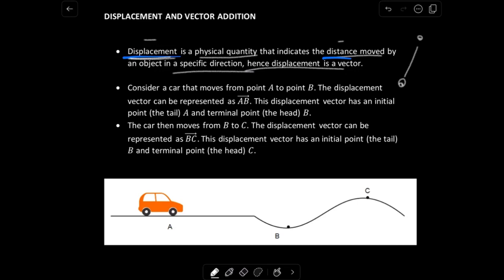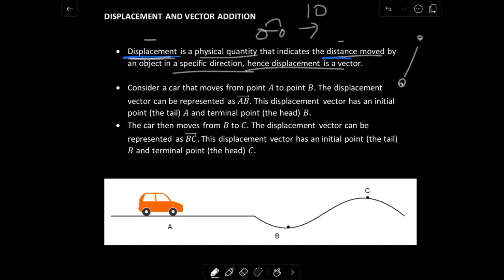So for example, let's go back to that toy car example. If I move this toy car, it has been displaced. It's been displaced, let's say, 10 centimeters to the right. And if I ask what is the distance that the car has moved, remember that distance is a scalar quantity. It only has a magnitude associated with it.